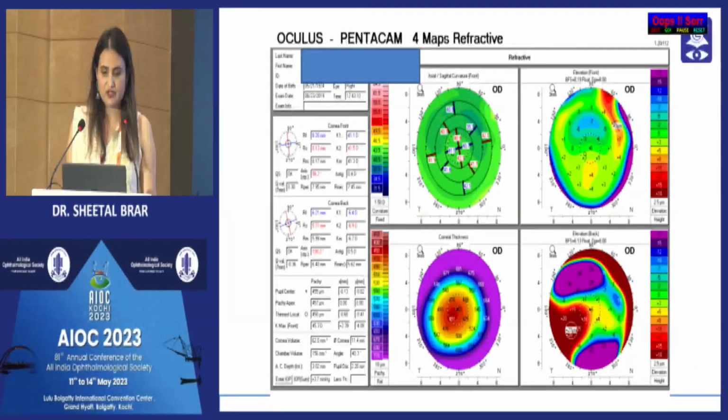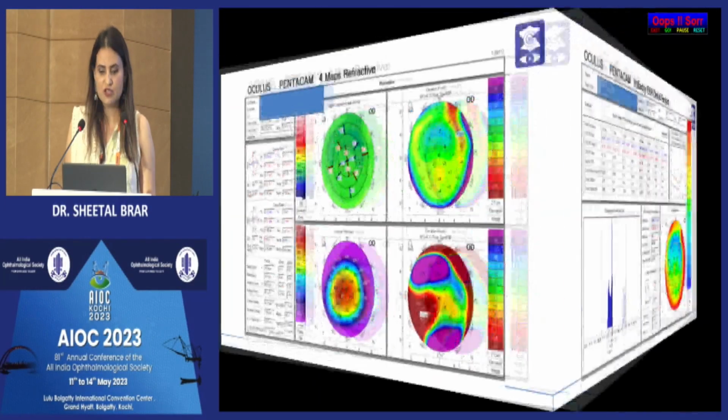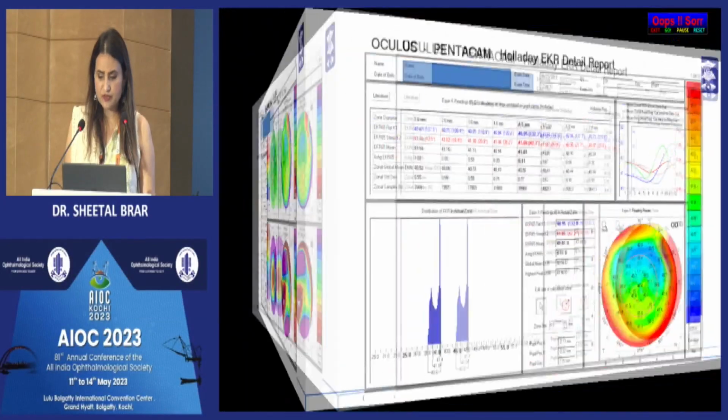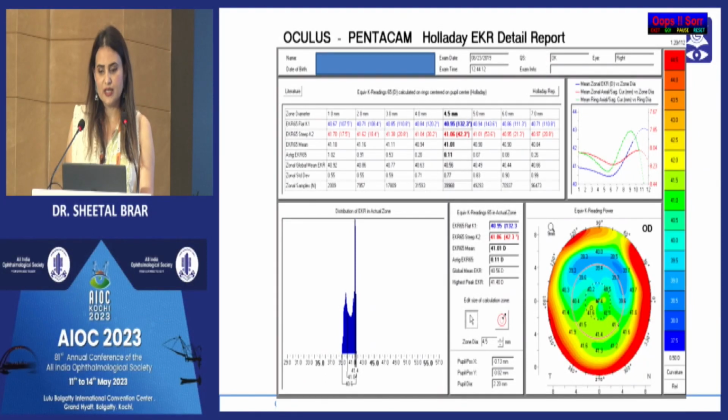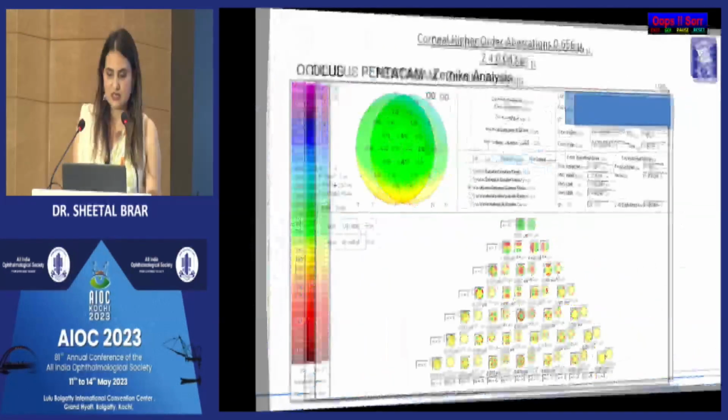This was his refraction, and this is the Pentacam. You can see there is a bit of central flattening, which looks fairly regular on the axial map. But when you see the Holladay EKR report, you see two peaks there, so it's not really very regular. So we thought it is better to implant a monofocal lens in this case.